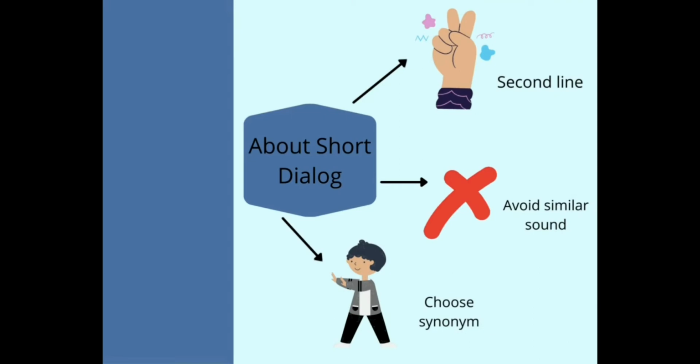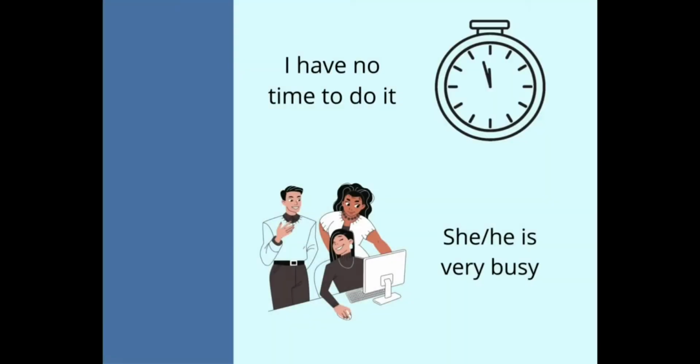In the short dialogue, you have to pay attention to some of these things. The key or clue is on the second speaker or the second line. Avoid choosing the answer that has a similar sound and must choose the answer with a synonym. Because it is a short dialogue, it contains two lines and the question usually points to the second speaker. The answer is with a synonym.